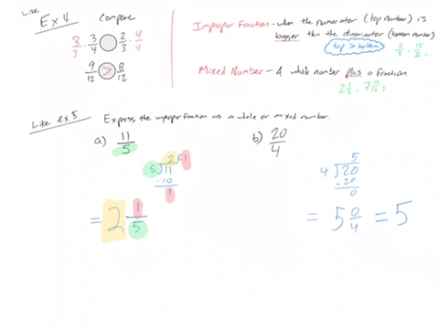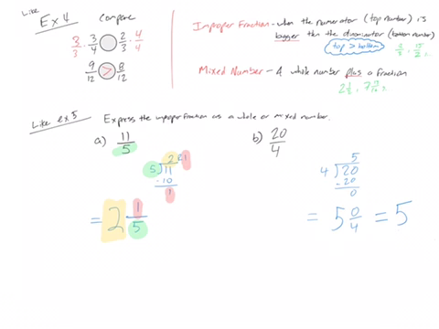Same idea here for part B. I just did 20 divided by 4. Well, 4 goes into 20 5 times. 5 times 4 is 20. Whenever I subtract those, I get a remainder of 0. Now, obviously, we don't ever write 5 remainder 0.